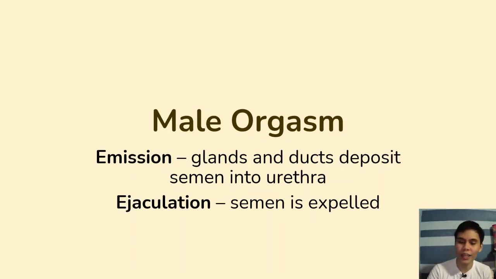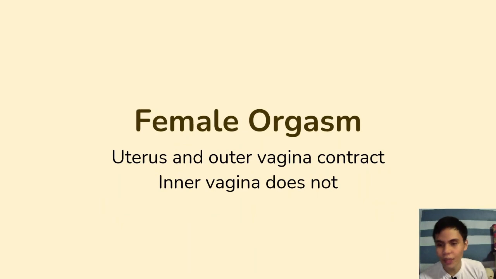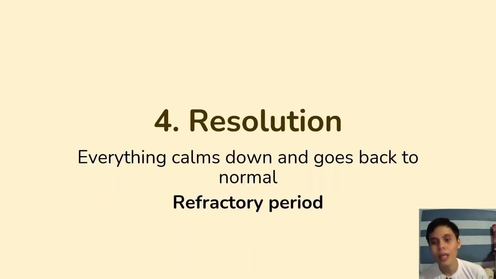Again, the male orgasm has emission and ejaculation. The female orgasm has the contraction of the female reproductive parts. Now, finally, is the resolution phase, when everything calms down. So after orgasm, usually the entire body goes into a refractory period or a cool down mode.